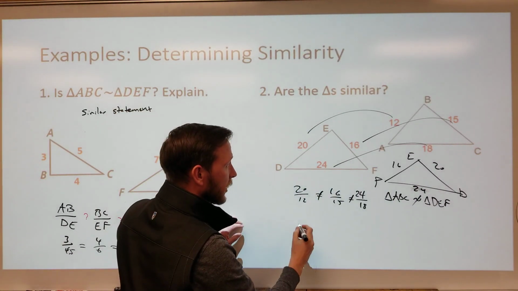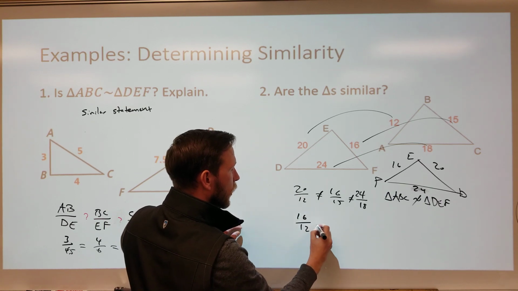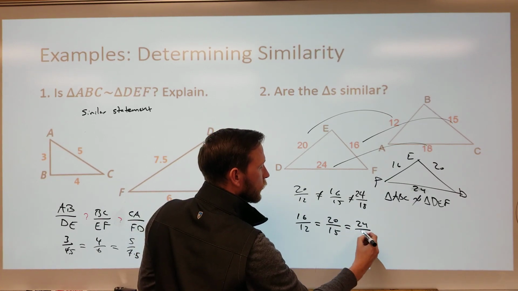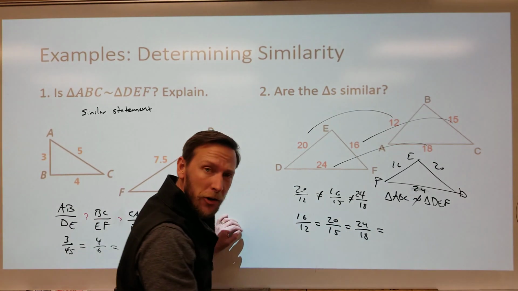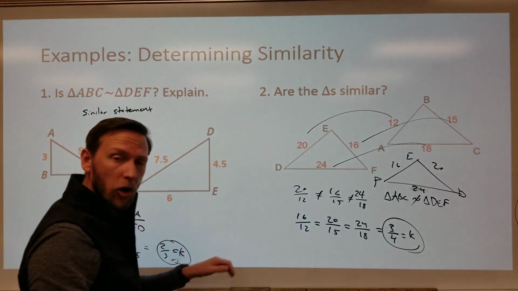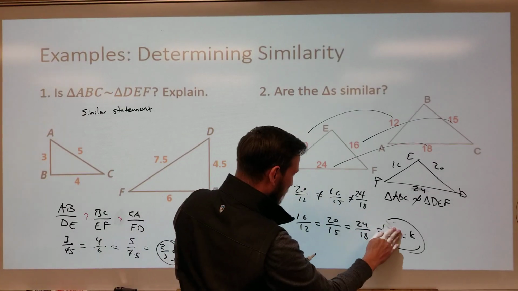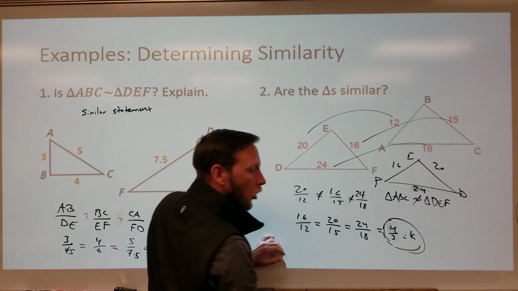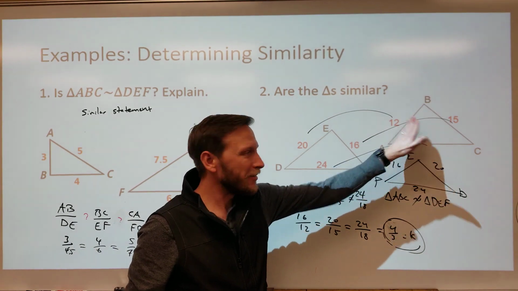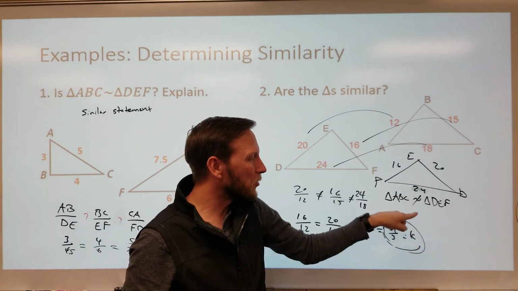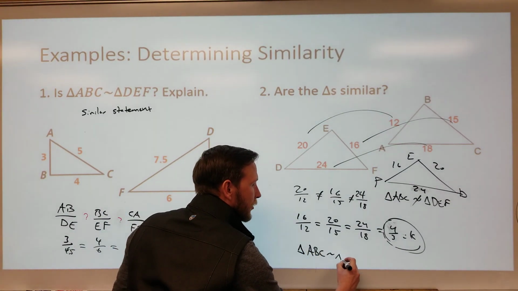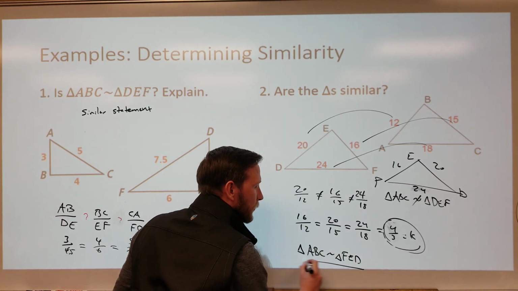Now, let's check to see if 16 over 12 is equal to 20 over 15, if that's equal to 24 over 18. And it turns out that in fact these are all equal to, I'm sorry, not 3/4, 4/3. All right, these are all equal to 4/3. Therefore, this triangle is similar to that one. These triangles are similar, but not in the order in which we wrote our similarity statement, all right? So the actual similarity statement there is that triangle ABC is similar to triangle FED.